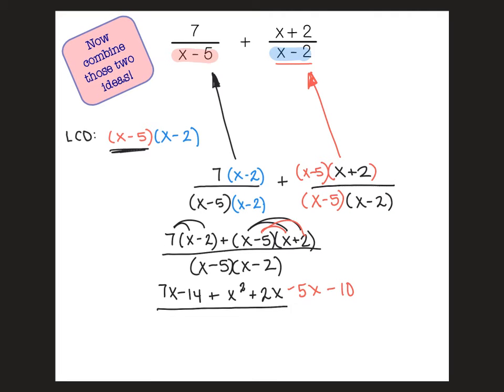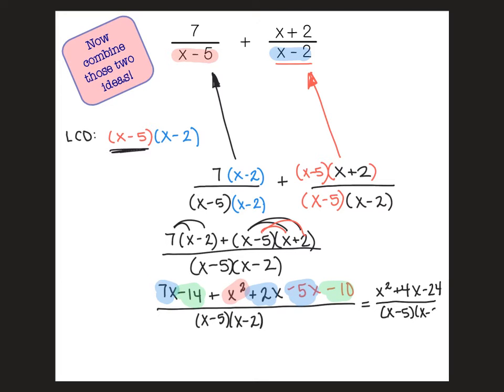The denominator is going to remain the same, and we want to leave it factored. Last thing we would want to do, we would want to combine any like terms that are present in the numerator. I'm going to also rewrite so that it's in standard form. So I'm going to write this x squared first. Then I have 7x plus 2x minus 5x. So that would be 4x. Lastly, I have negative 14 minus 10. That's negative 24. The denominator I'm going to leave as x minus 5, x minus 2.